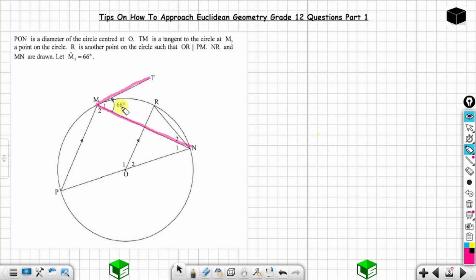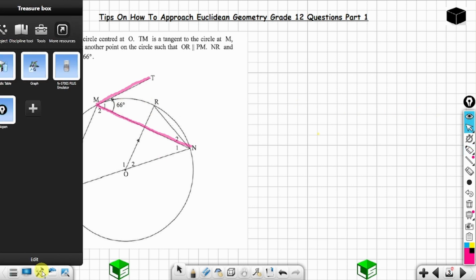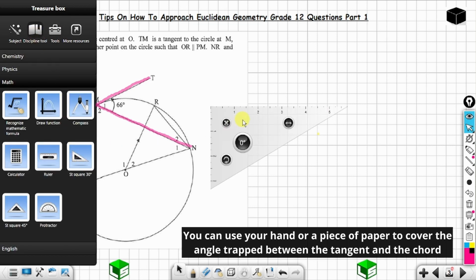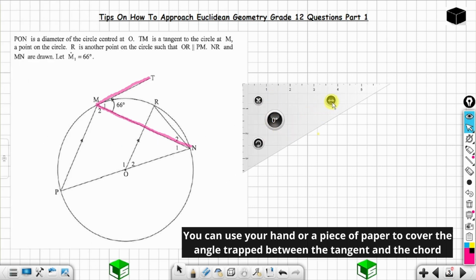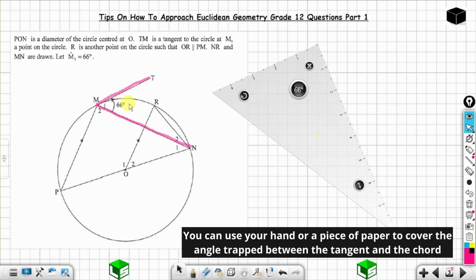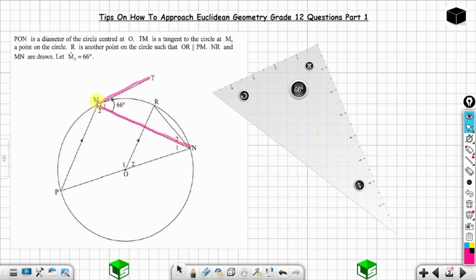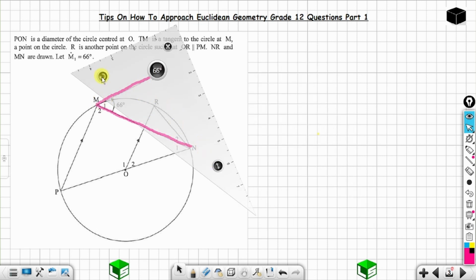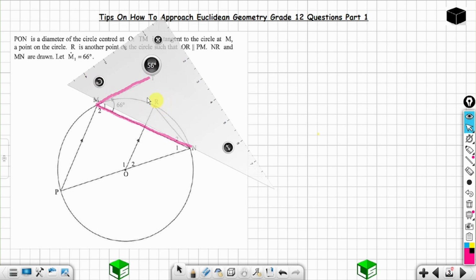How can you find that angle? Let me show you. I'm going to use my set square. You can use your hand or a piece of paper. Always try to cover this angle along the chord. This is the chord MN. So you are going to cover the angle along the chord.